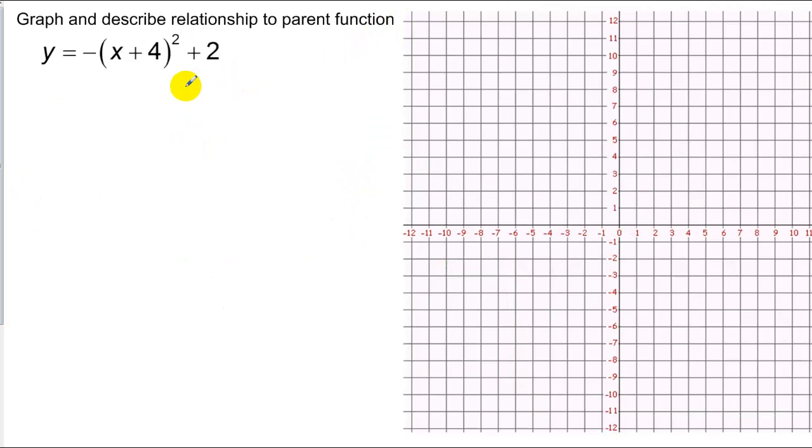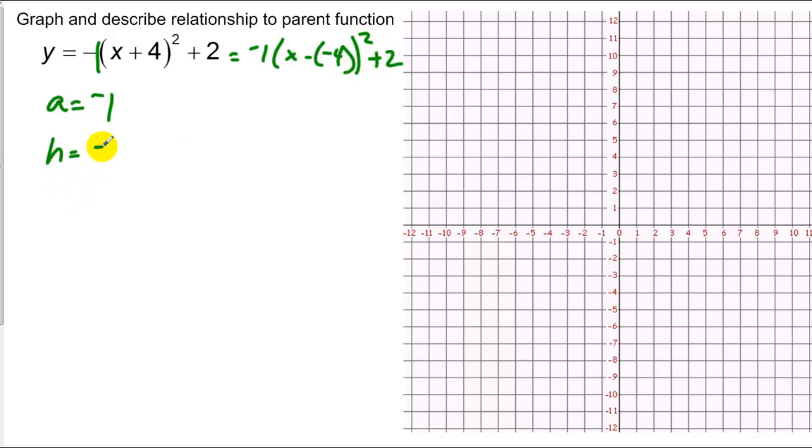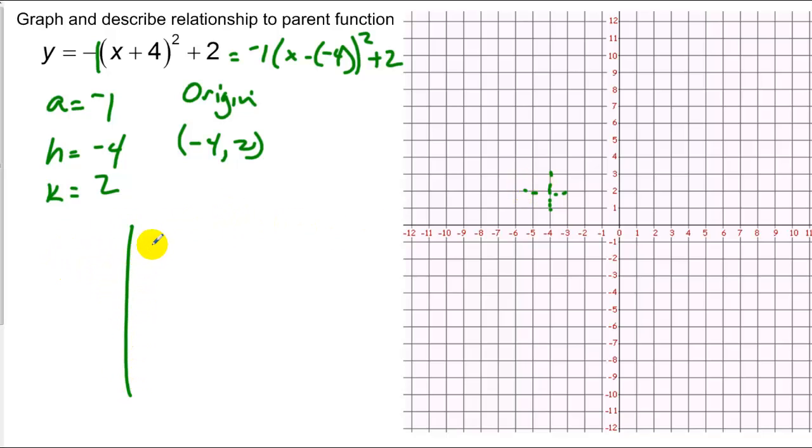So once again, you'll notice we have an h and a k, and there's actually a -1 out front. So our a value is -1. Our h value, we have to rewrite this. So this goes to -1 x minus a -4 squared plus 2. So h in this case is -4 and k in this case is 2, which means our origin is at -4 and 2. So I go to -4 and up 2, do that little crosshair. It's my new origin.